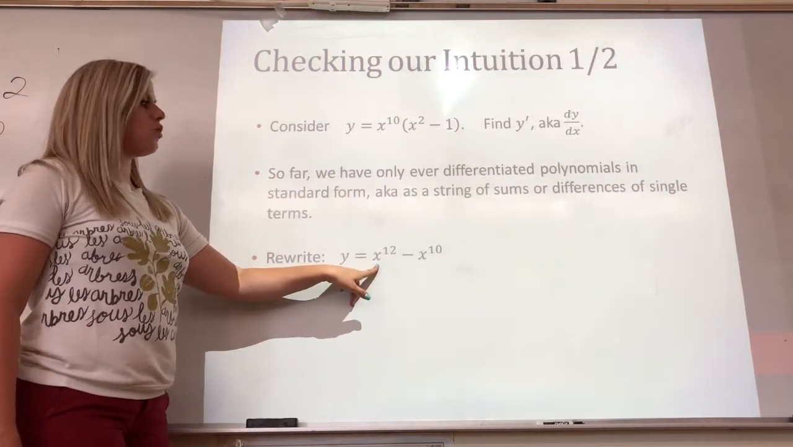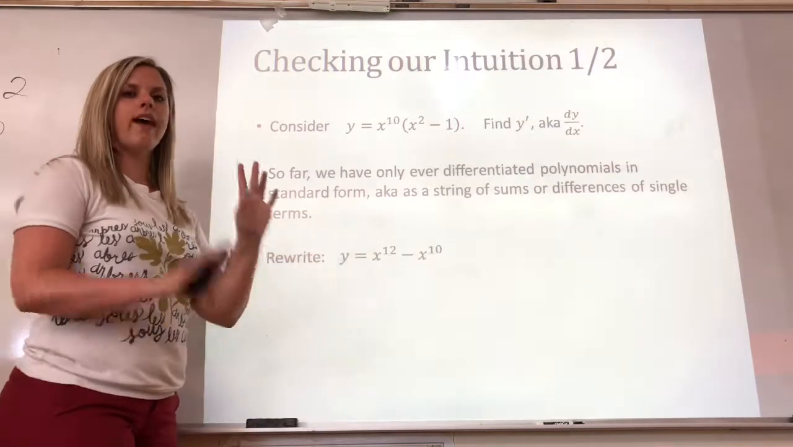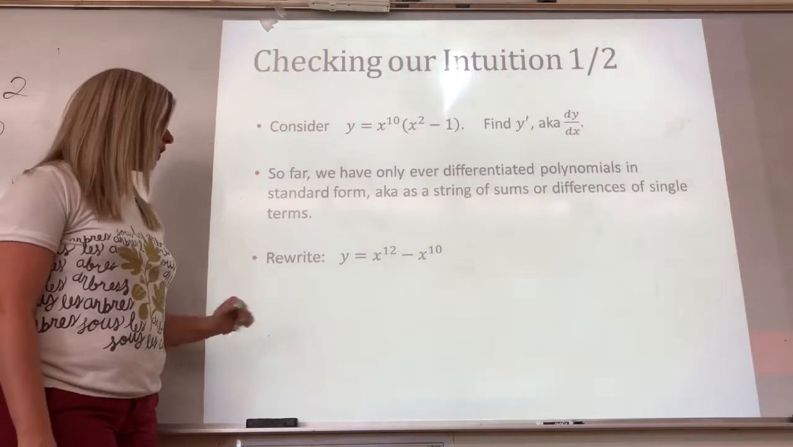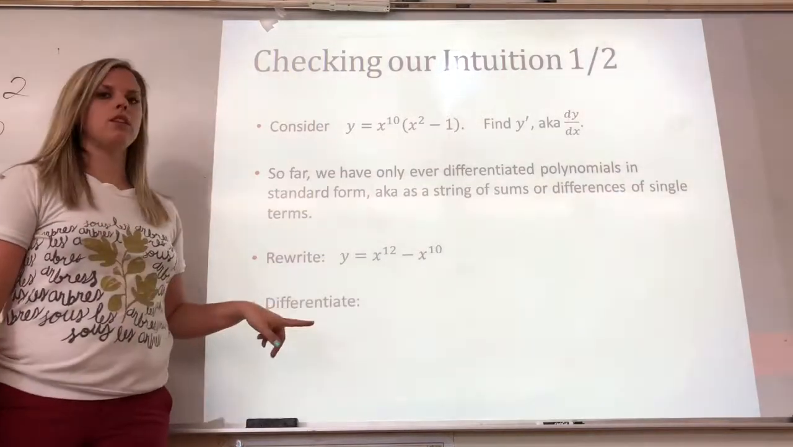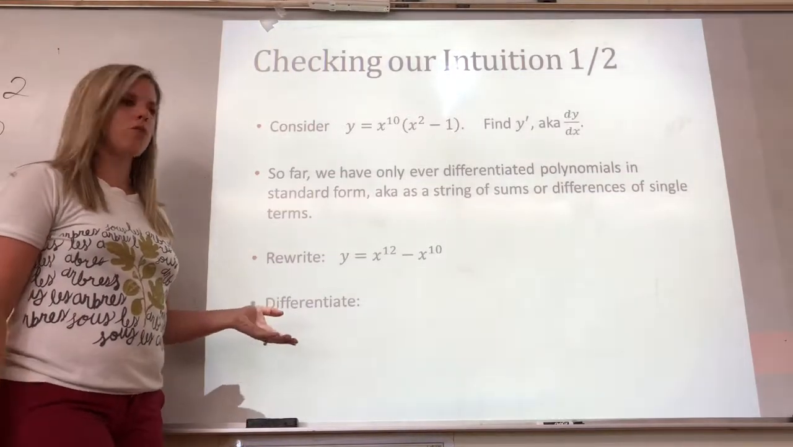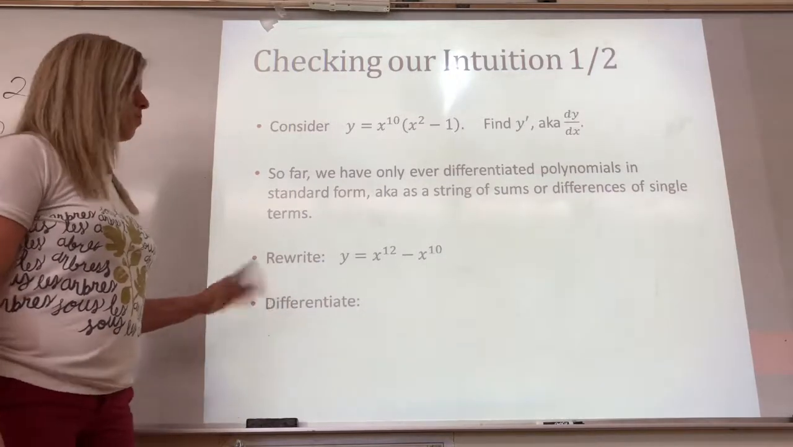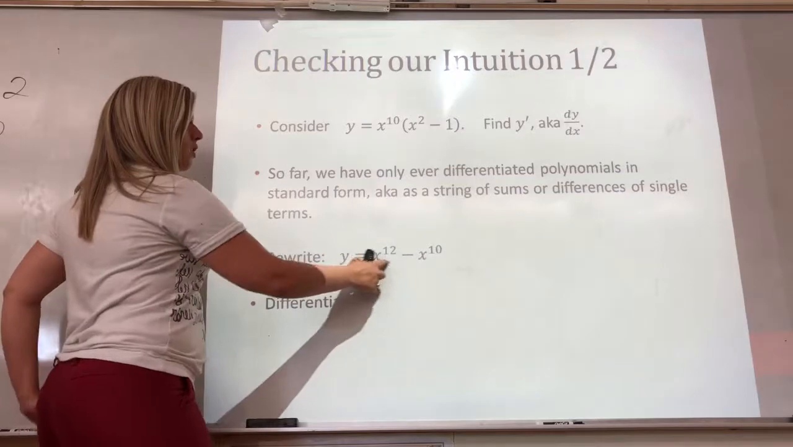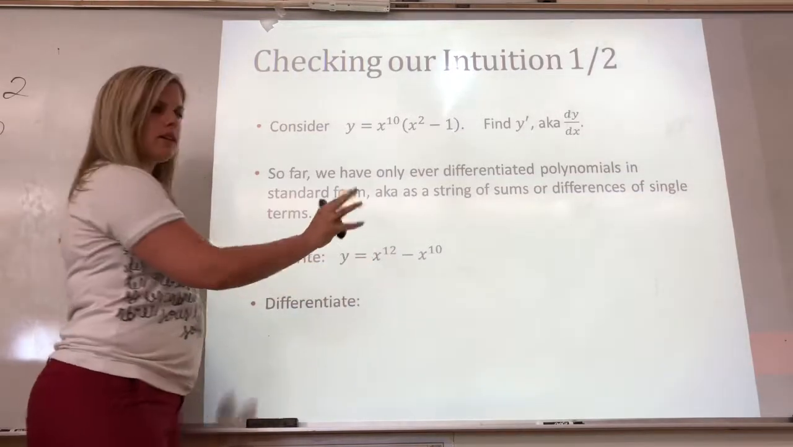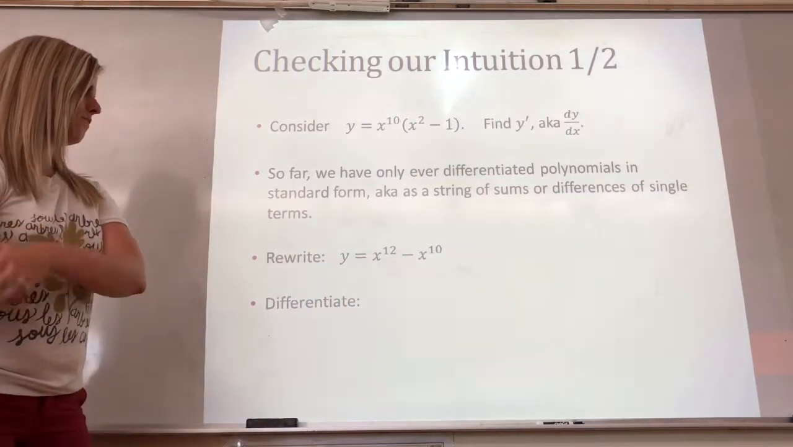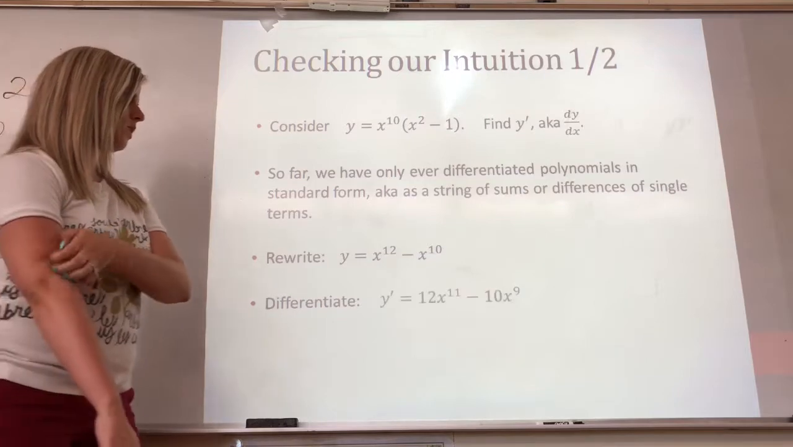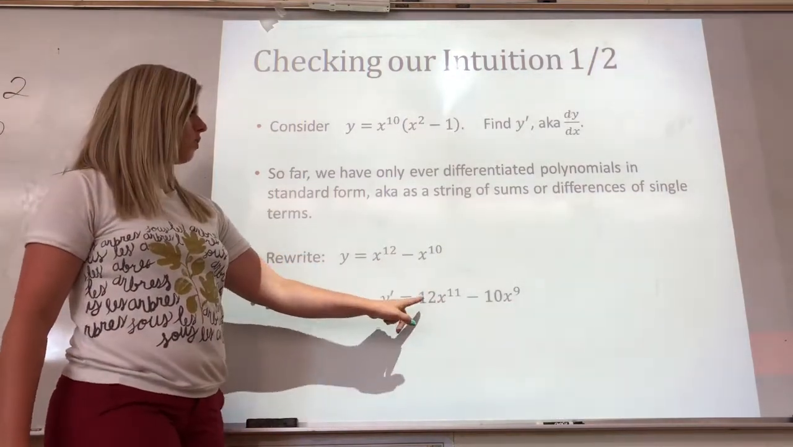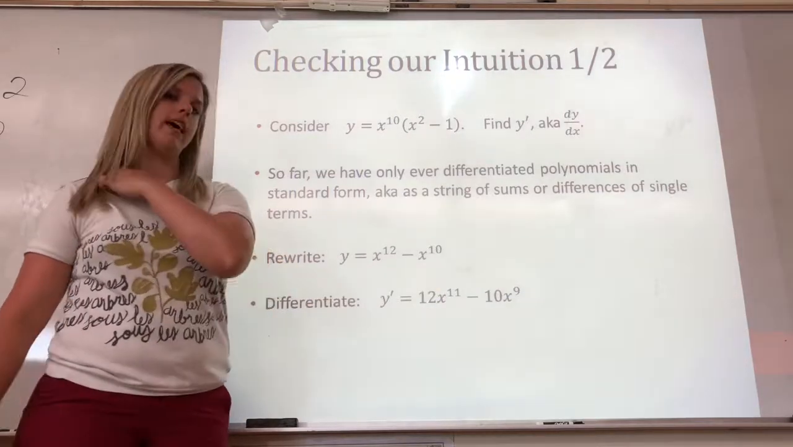So x to the 12th minus x to the 10th. I haven't done anything calculus-wise. I haven't taken a derivative, I just rewrote it. Now you're going to differentiate this. That means take the derivative, or derive, both of those work. Use your power rule and take the derivative. All right, that is the derivative. y prime equals 12x to the 11th minus 10x to the 9th.